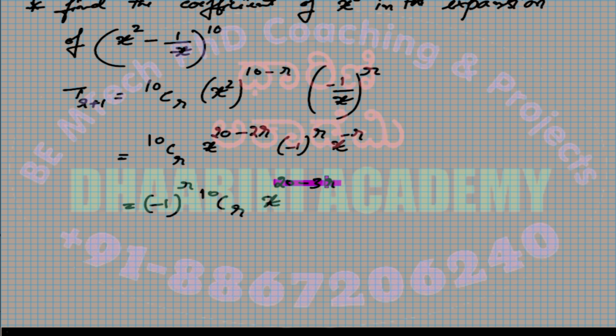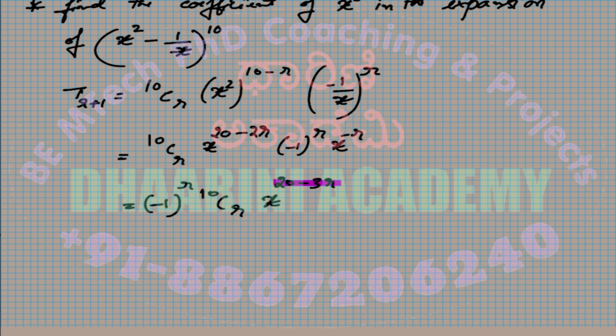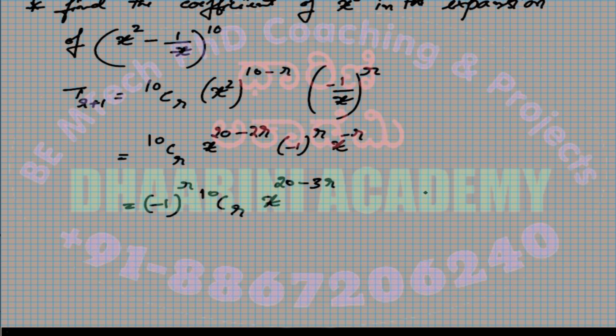Now you see the idea is I have to have an 8 here. X to the power 8 comes with some r. That r you put here to get the coefficient. Very simple, straightforward. This is tr plus 1. So in order to get x to the power 8, x to the power 8 should be equated to x to the power 20 minus 3r. This implies 20 minus 3r is equal to 8. So 3r is equal to 20 minus 8, which is equal to 12. So r is equal to 4.